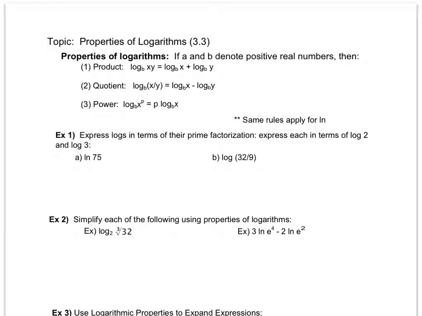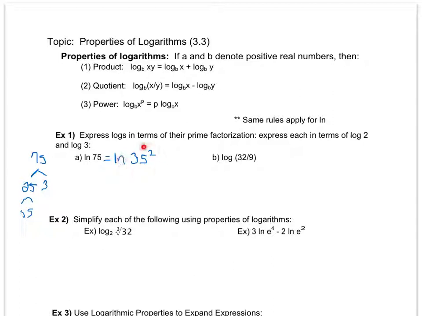One of the things we can do is use the properties of logarithms to express logs in terms of their prime factorization. So let's say I wanted to do that with letters A and B here. Think back to pre-algebra times. How do I rewrite a number in terms of its prime factorization? Well, that's where we had those factor trees. So I could say 75 is 25 times 3, and 25 is 5 times 5. Therefore, this gives me ln of 3 times 5 squared.